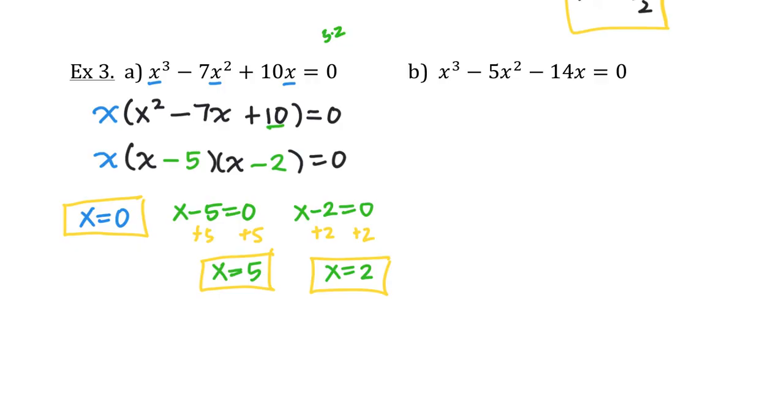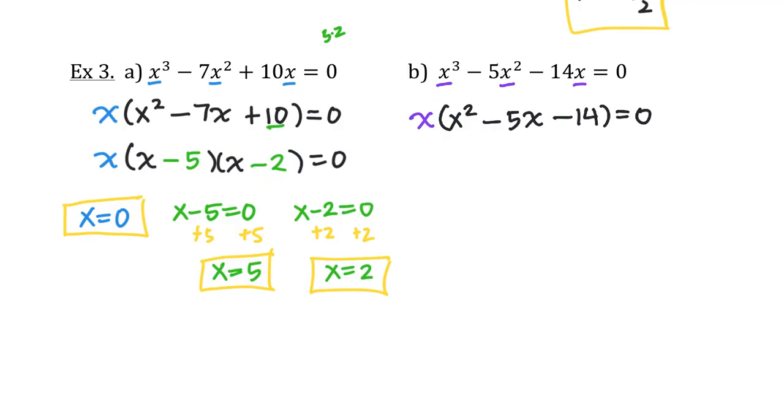Okay, last one. It's going to be similar. Okay, is it in standard form? Highest degree to lowest equals 0. Okay, first check for common factor. X to the third, x to the second, and x. So let's take out an x. This will bring it down to x to the second minus 5x minus 14 equals 0.